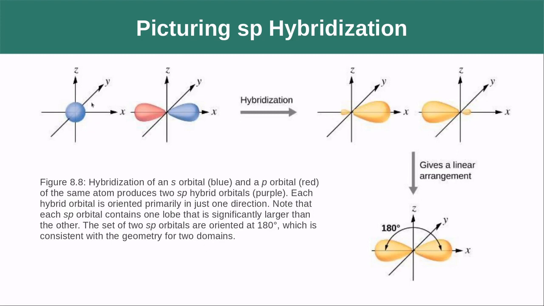If we have an s orbital and we have a p orbital, their mathematical addition is going to look something like this. We're going to have two hybrid orbitals for the two orbitals that we put in. And when we combine those two together, we wind up getting an orbital that looks like this, 180 degrees apart.